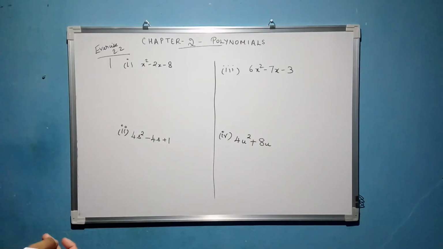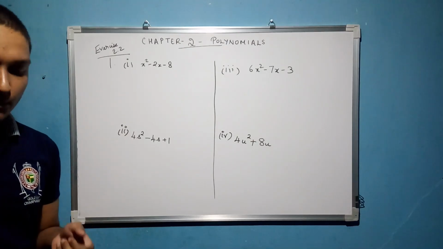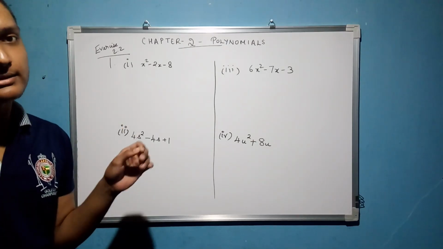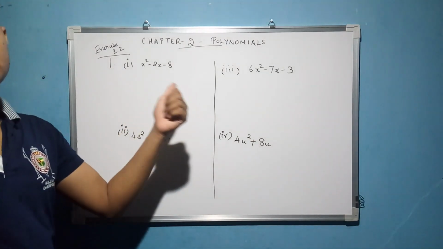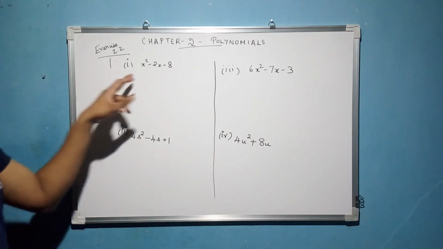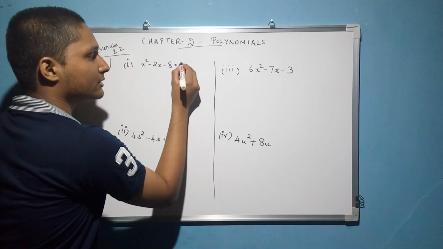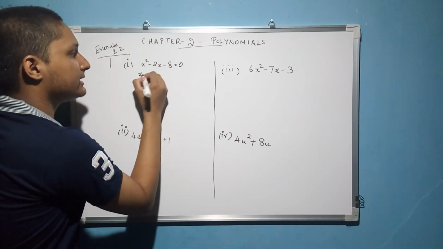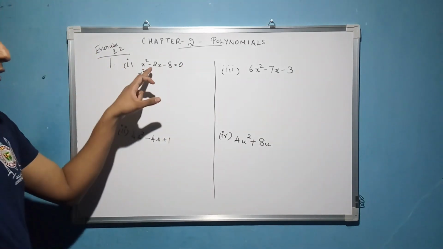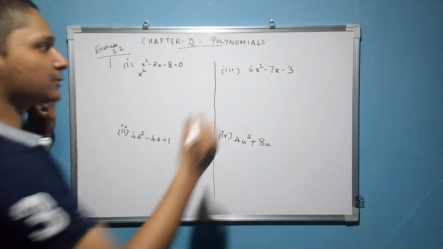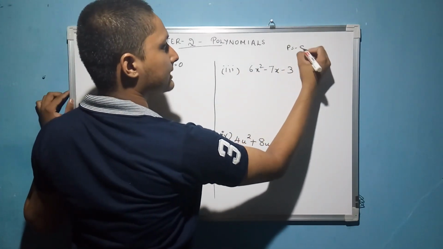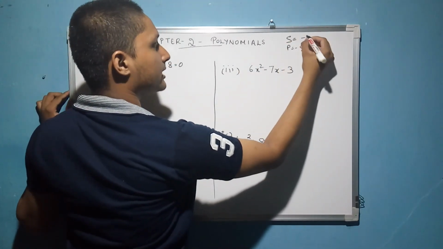Okay, I'm going to start with exercise 2.2. The first question is you need to find the zeros of the polynomial and you need to verify the relationship between the zeros and the coefficients of the polynomial. So the first question is x square minus 2x minus 8. For finding the zeros, you need to equate it to 0. For splitting the middle term, the product is negative. Product is minus 8 and the sum is minus 2.